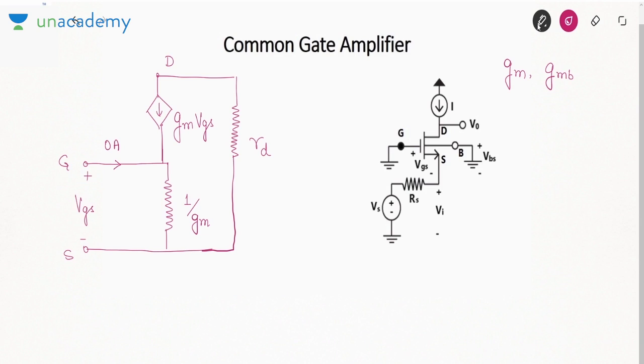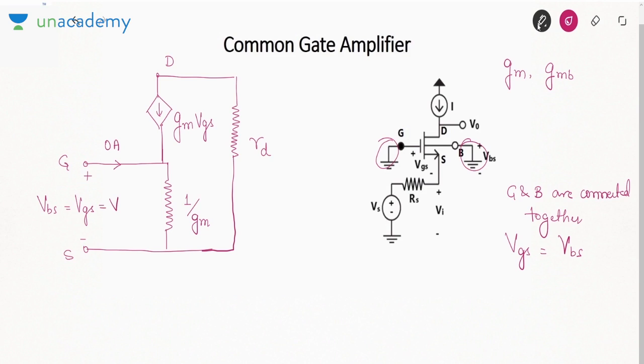Are you understanding where this gmb comes from? By varying the body voltage, we can vary the threshold voltage, which will affect the drain current, and it is represented by the transconductance gmb. Now, if you see the figure on the right, the gate is connected to ground and the body is also connected to ground. If G and B are connected together, then you can say that VGS is actually equal to VBS. So I'll say VGS equals VBS equals V.